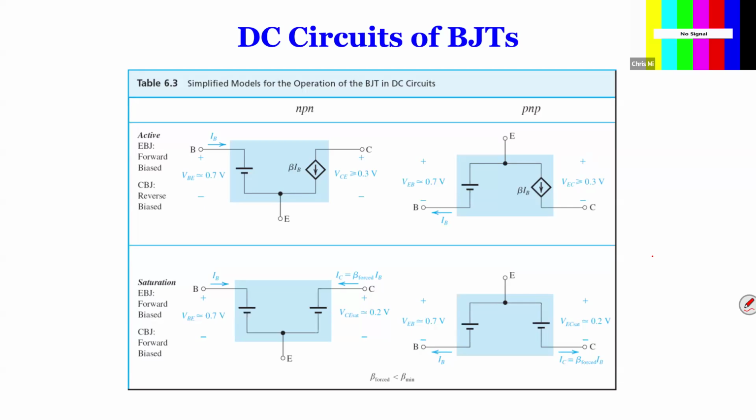Now, just a little bit of clarification: in the saturation region, you see the EBJ is forward biased and the CB junction is also forward biased. That's what you asked about earlier. In saturation, the CB junction is now also forward biased. But in the active region, the CB junction is reverse biased, and it's actually in the breakdown mode of operation.